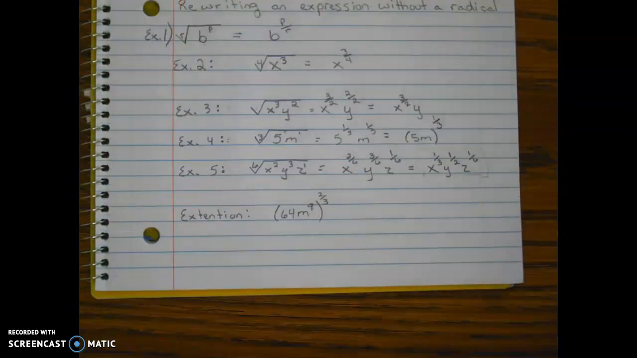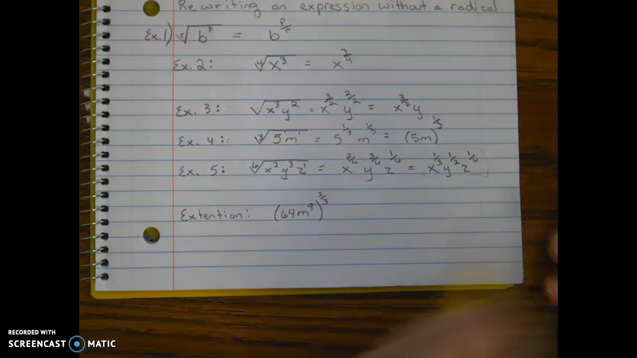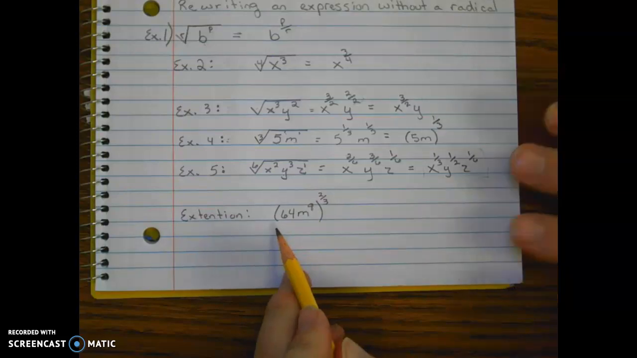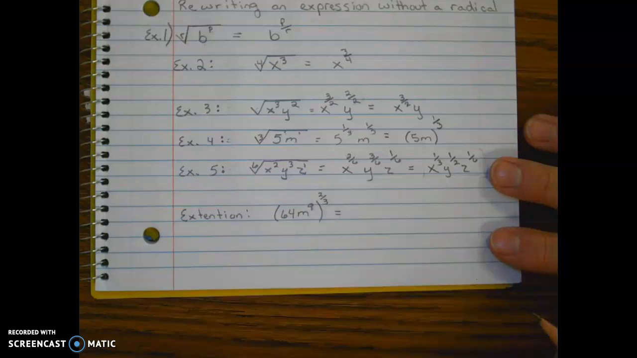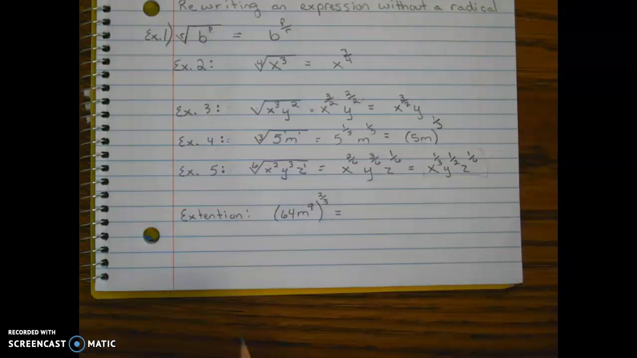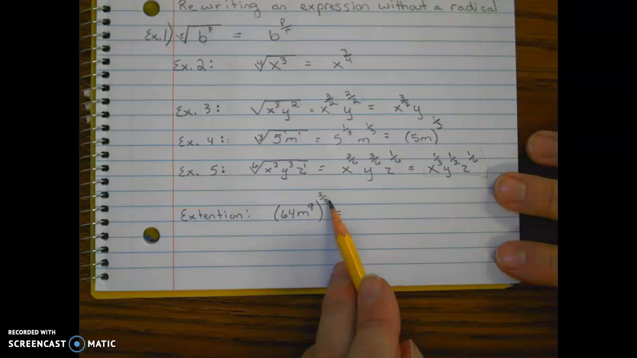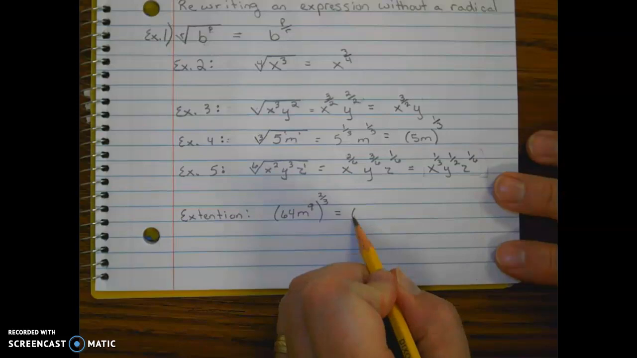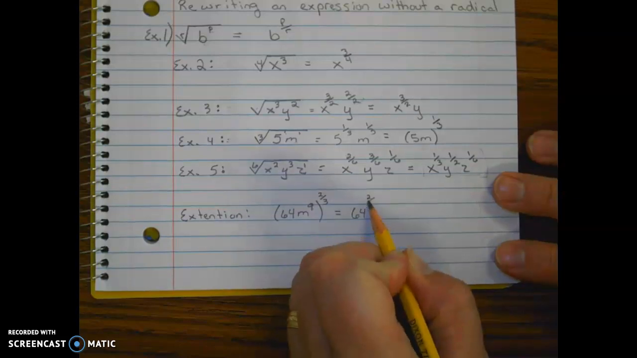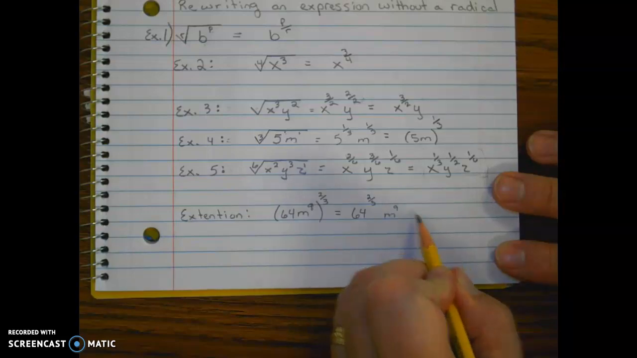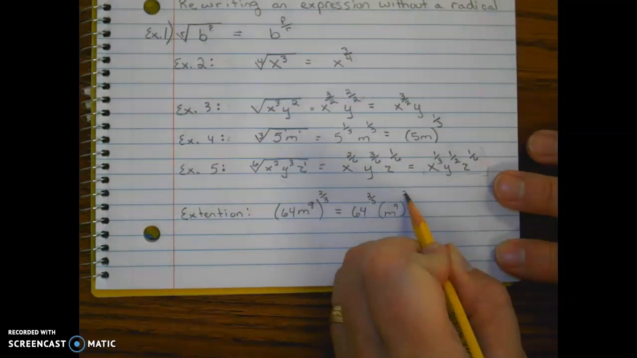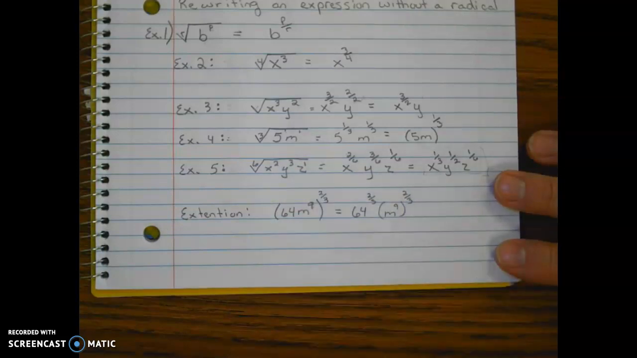Okay, let's look at one more problem. We're going to extend this a little bit further. We want to simplify this expression. So how do we do that? Well, we're going to apply one of our rules that we learned. And that's this rule here where we first of all distribute the 2/3 to both of them. So we're going to have 64 to the 2/3 power. And then we have m to the 9th to the 2/3 power. Okay?